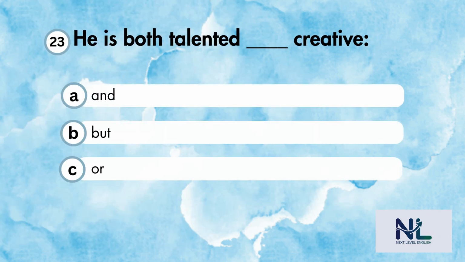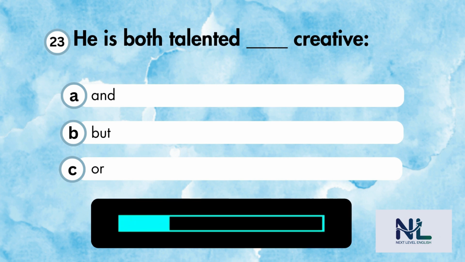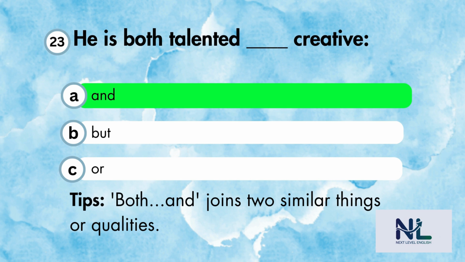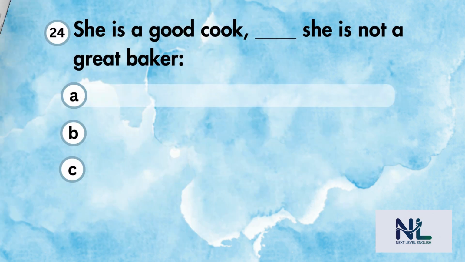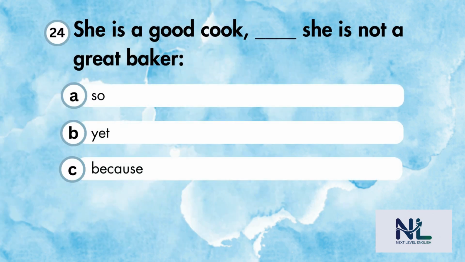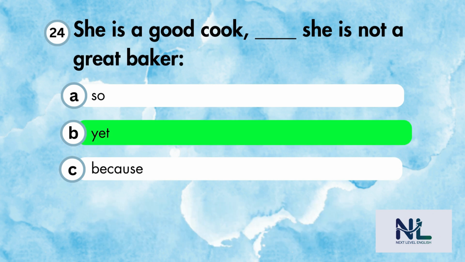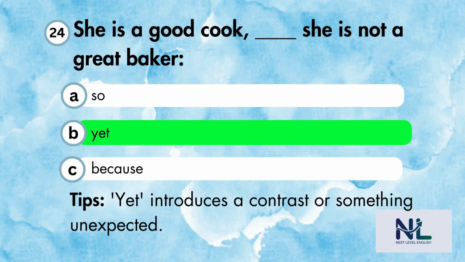23. He is both talented, creative. Tips, both and joins two similar things or qualities. 24. She is a good cook. She is not a great baker. Yet. Tips, yet introduces a contrast or something unexpected.